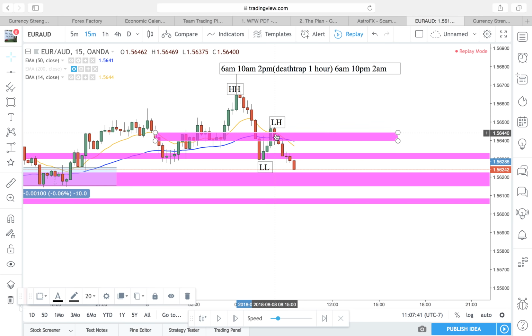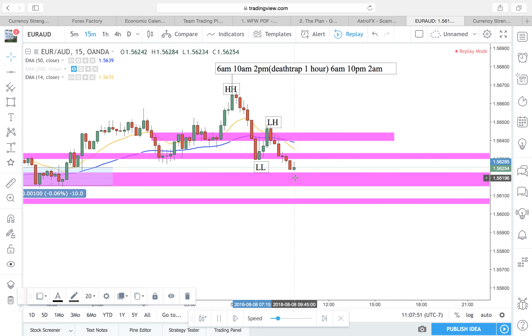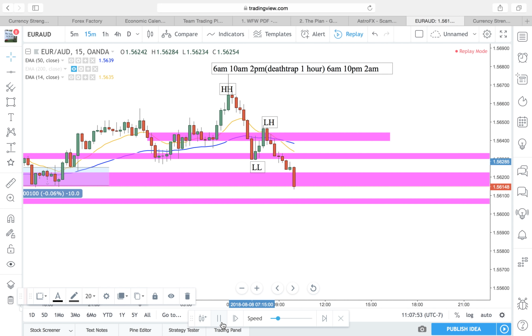Now what's going to happen? We broke the structure again. Now we've broken structure again. I'm going to hit play because I need another candle, because this is at 9:30. So now 9:45 is going to open. Right? Okay. What do we got? I went too fast. What do we got?